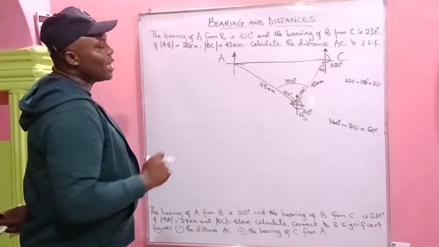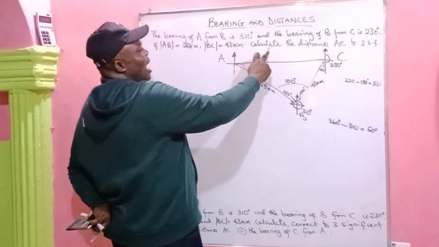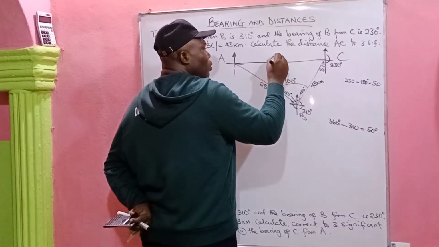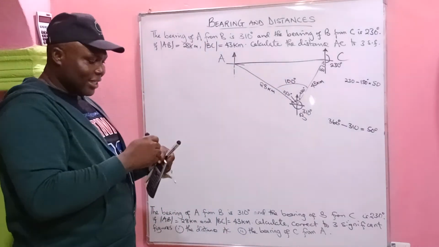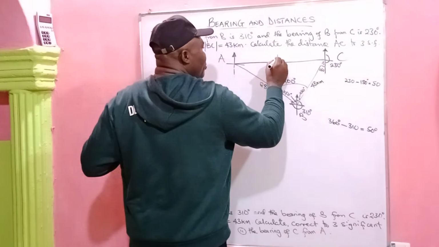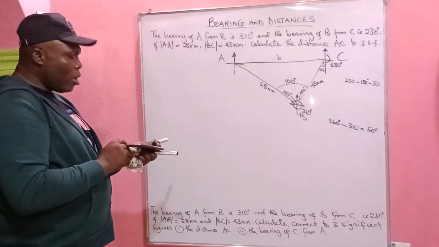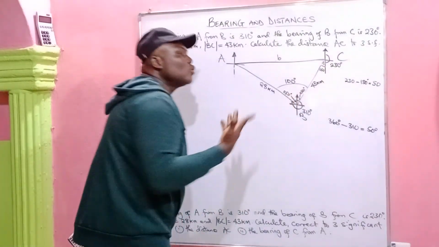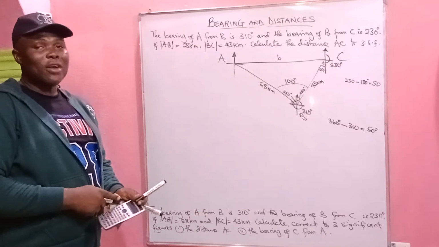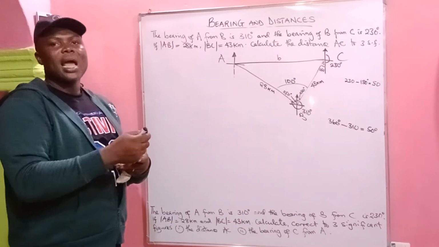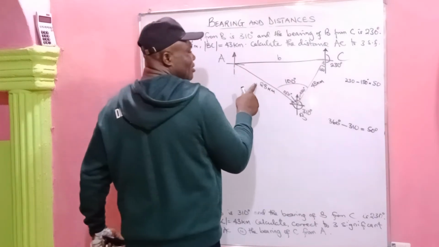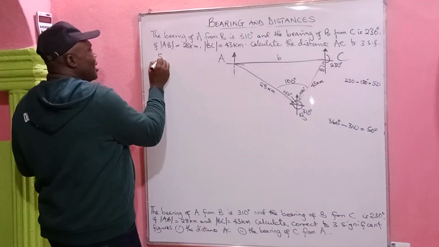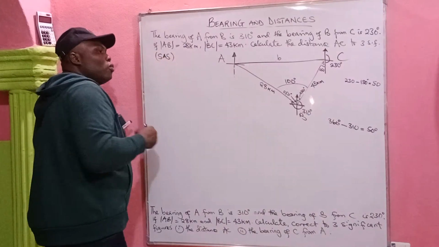Now with this, we can find the first thing they asked: calculate the distance AC. The distance AC is here, which is the small b. So we need to calculate the small b. When two sides and an included angle are given, use the cosine rule. You see why the cosine rule and sine rule are very important in bearing and distances. Here we have two sides and an included angle, SAS, so we'll use the cosine rule.